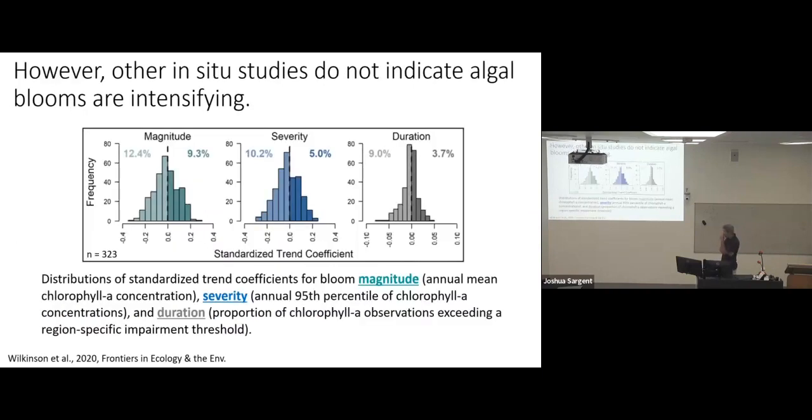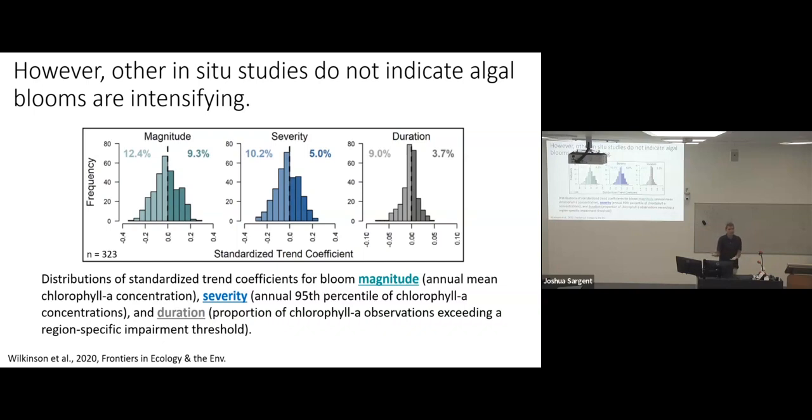And then another paper by Grace Wilkinson, published in 2020, showed that if we look at distributions of the magnitude, severity, and duration of cyanobacterial blooms from about 300 lakes across the United States, overall those distributions are really balanced. The percentages are on the negative side, meaning that overall the magnitude, severity, and duration of blooms has decreased over time, not increased.